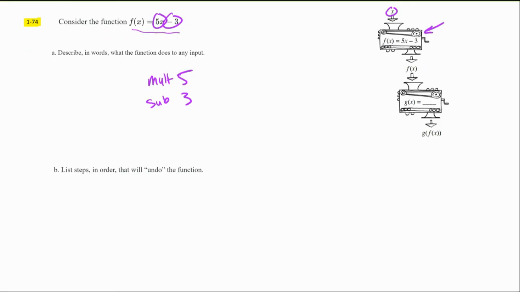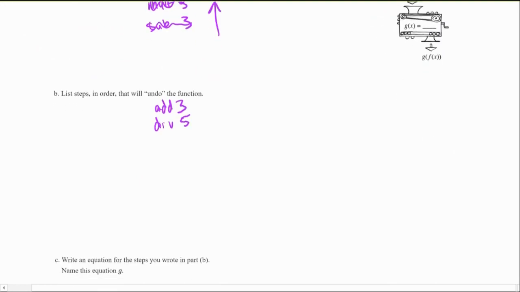Second thing, list the steps in order that will undo the function. Undo meaning we're just going the opposite direction. So instead of subtracting 3, we're going to add 3, because that undoes this part. And then after that, we are going to divide by 5, because that would undo this part here. So just doing the inverse operation and in the opposite order.